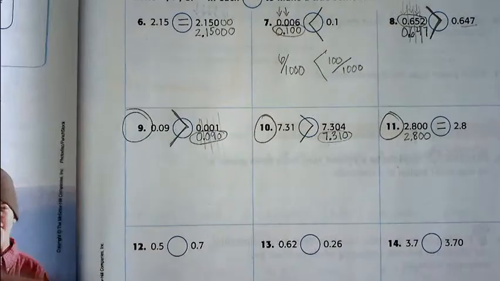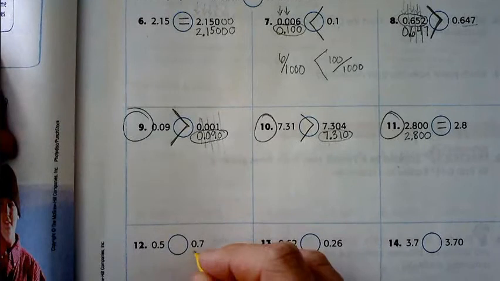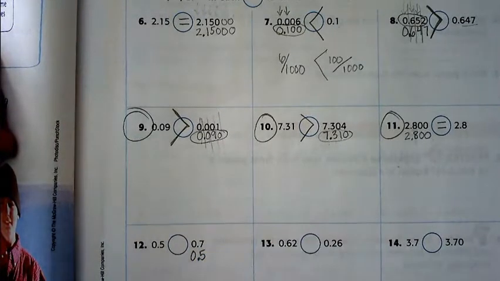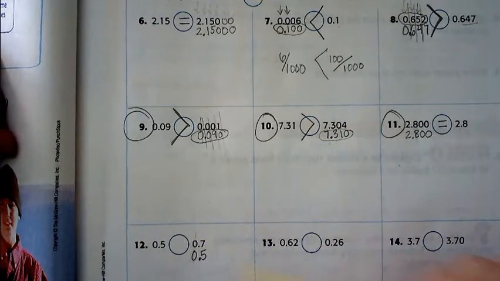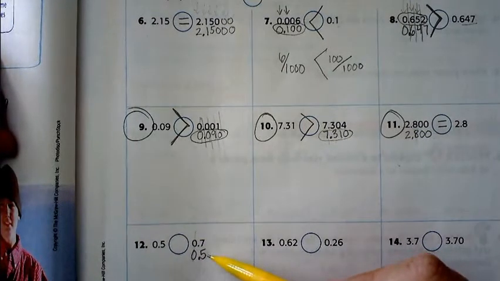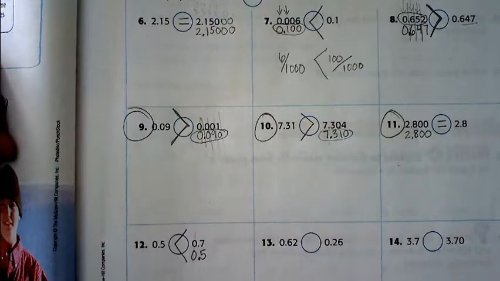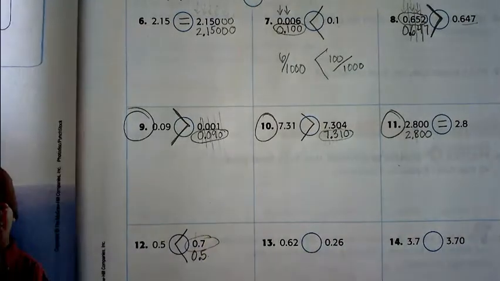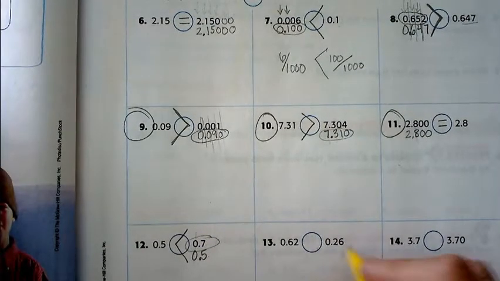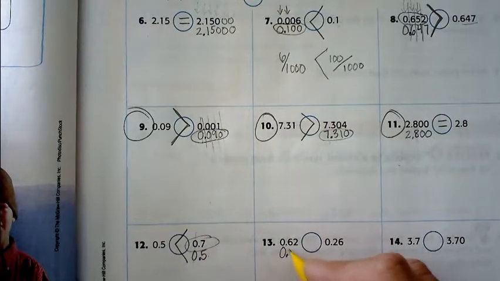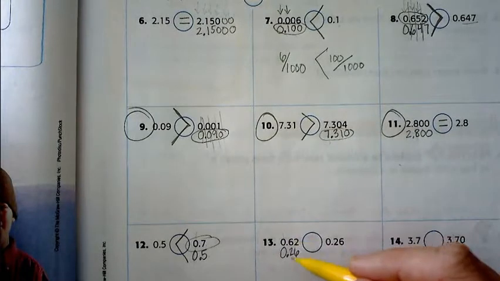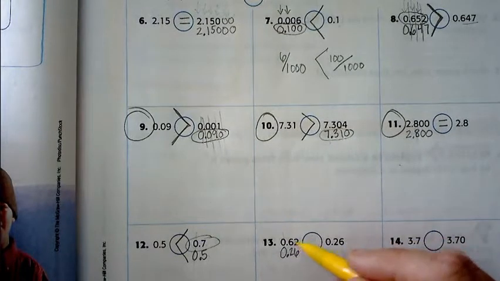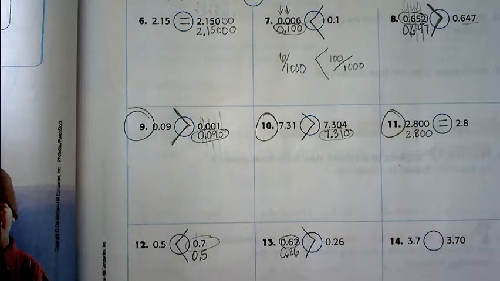Let's check and finish this with number 12, 0.7 and 0.5. I lined them up. My ones digit is the same. 7 is bigger than 5. So 7 is the winner all the way. Let's line up this. We'll go this way, 0.26. My zeros are the same. Which is bigger, 6 or 2? 6 is bigger. That whole number is bigger.